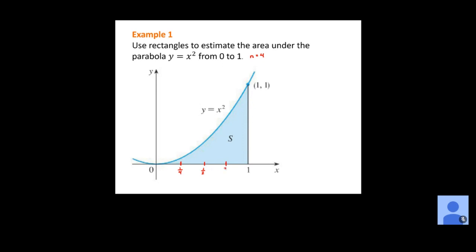3/4, perfect. Okay, so that's the first step here: I've got my interval, and I need to know the width of each. So you're taking the length of that total interval and dividing it into the number of rectangles that you want, which in this case is 4. So we're just doing 1 divided by 4. That gives us 1/4. So each one of those rectangles is going to be 1/4 wide. Any questions about that step?